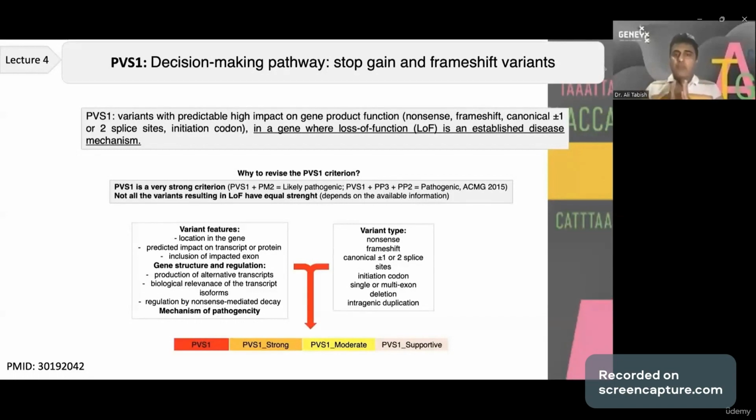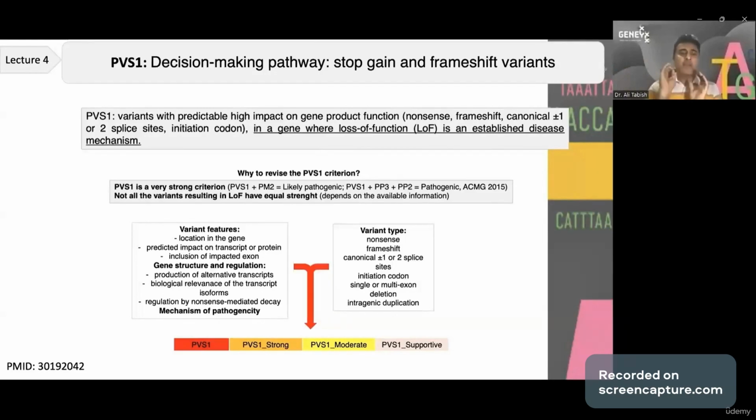So as I said, the variant types in loss of function could be nonsense, frame shift, canonical splice site, initiation codon, deletions. We have to take that into consideration, and then variant effect like location, how this variant affects these exons, whether they are included or excluded, or also the gene structure and regulation, the alternative transcripts and the biological relevance of those alternative transcripts, and how this helps in the regulation by nonsense mediated decay and the mechanism of pathogenicity. We have to take those mechanisms into consideration, and then finally decide if we can apply PVS1 at a very strong or strong level, or PVS1 as moderate, or even PVS1 as supporting level.